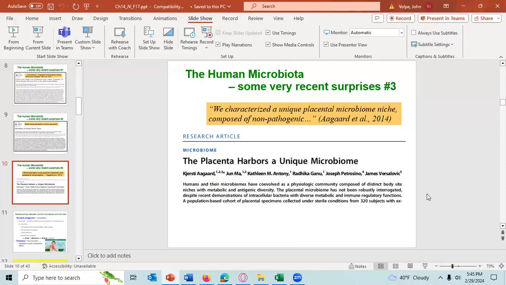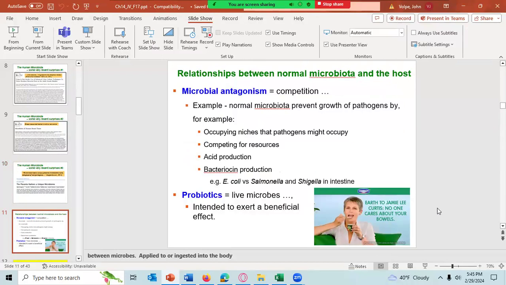All right. When we're talking about the normal microbiota, it's important to realize it establishes a relationship with the host so that there is a balance between the host and the normal microbiota. The normal microbiota can also compete with pathogens. Microbial antagonism is the competition between two species of microbes. The normal microbiota can compete with human pathogens by occupying the niche that the pathogen might try to occupy.